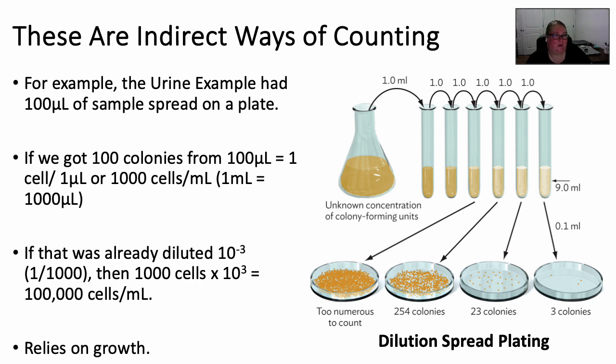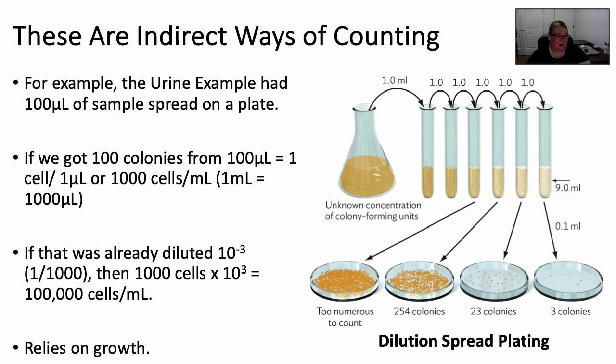Okay, so if we have 1 milliliter, 1 milliliter is 1,000 microliters, so that would be 1,000 cells per milliliter. So if this was already diluted by a 1 to 1,000 dilution, then those 1,000 cells are going to be multiplied by 10 to the third, because 1/1000th. So that's going to give us that 100,000 cells per milliliter that the clinical microbiologist was seeing in Melissa's case.